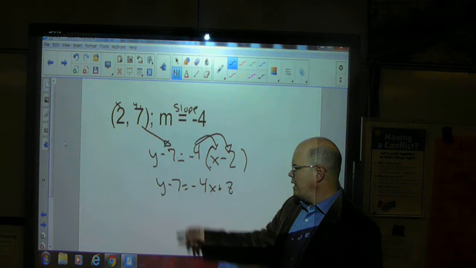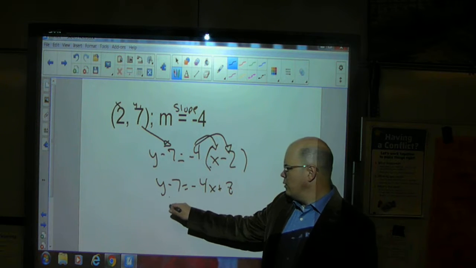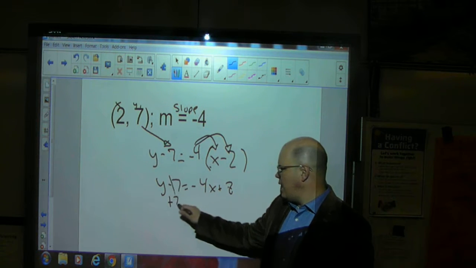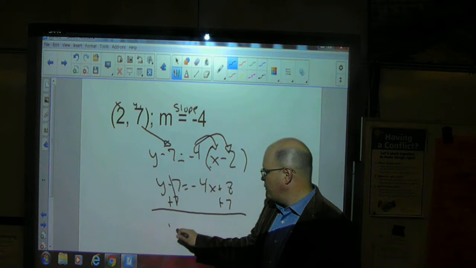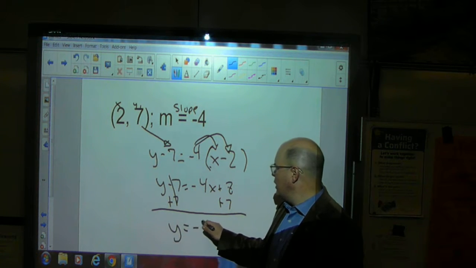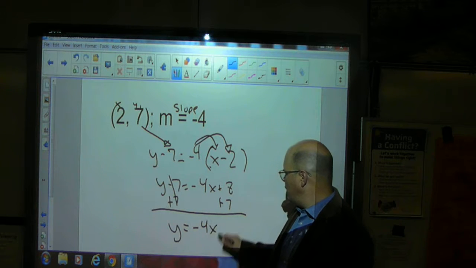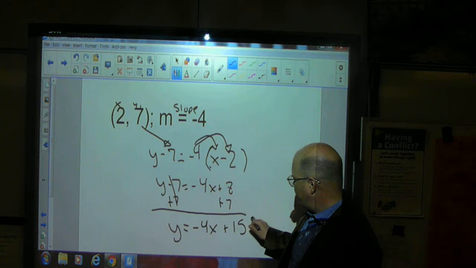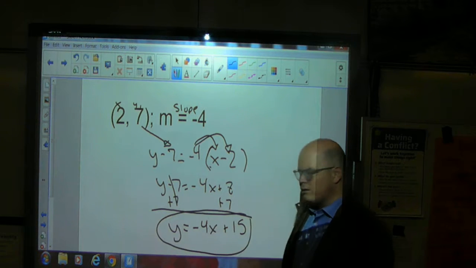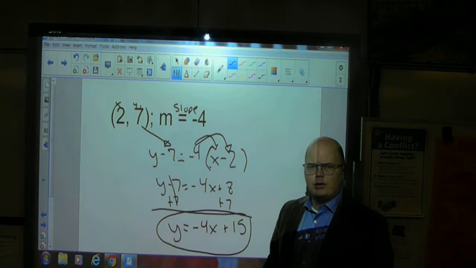Now I'm going to simplify. I need to isolate my y. Since I'm subtracting 7, I'm going to add 7 to isolate it. And when it's all said and done, I'm left with y is equal to -4x plus 8 plus 7 is 15. Now I'm into slope-intercept form, and I am done with that equation.